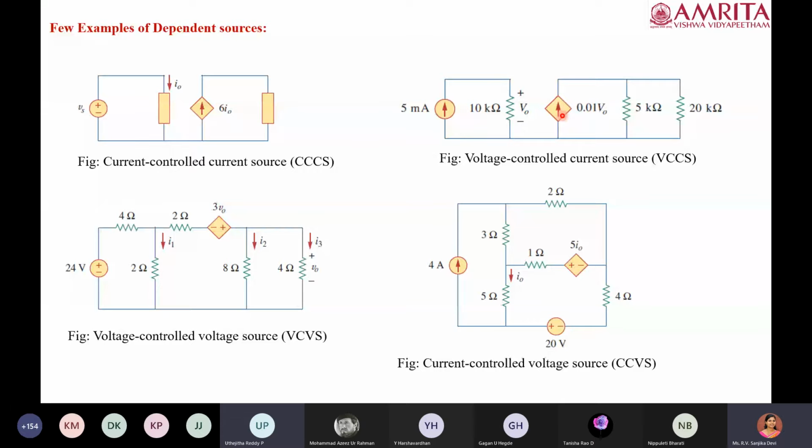Ma'am, can you explain the last case? Current controlled voltage source.